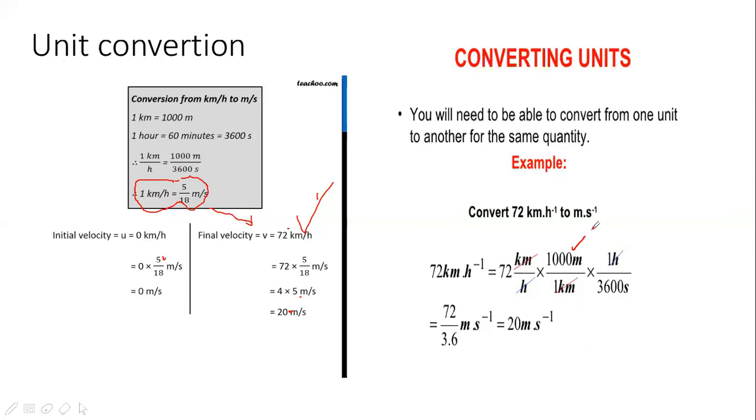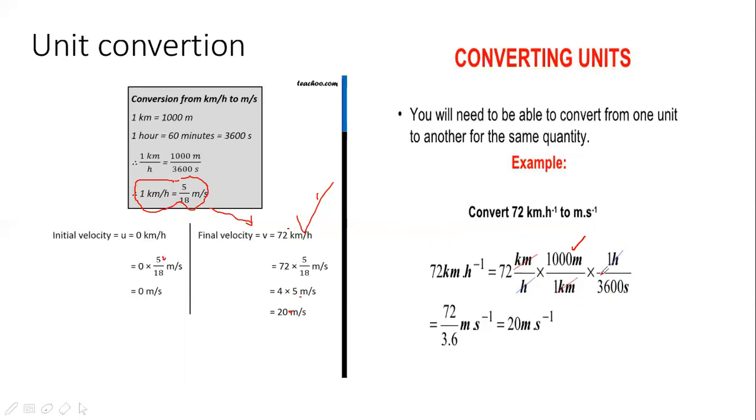This term is equal to 1. 1000 meter divided by 1 kilometer is equal to 1. So you can make changes in an equation if it does not affect the equality. So 1000 meter divided by 1 kilometer is equal to 1, so you can write it. Now here 1 hour divided by 3600 second is equal to 1. So you can make these changes.